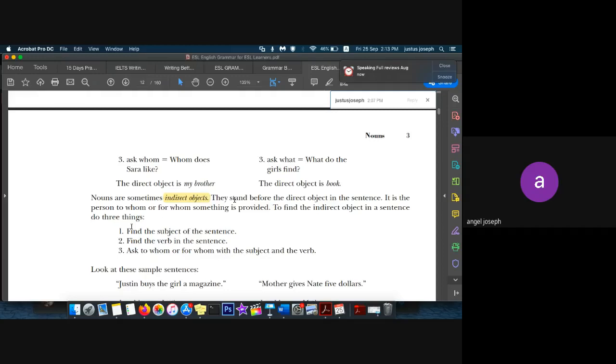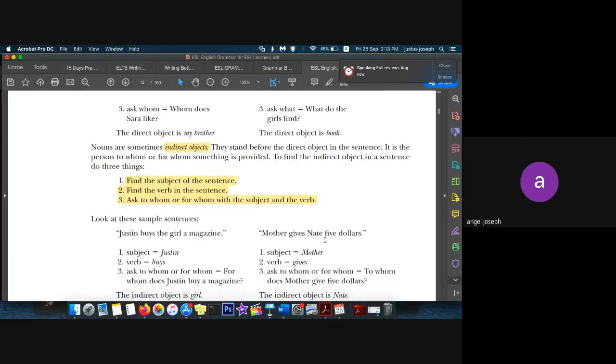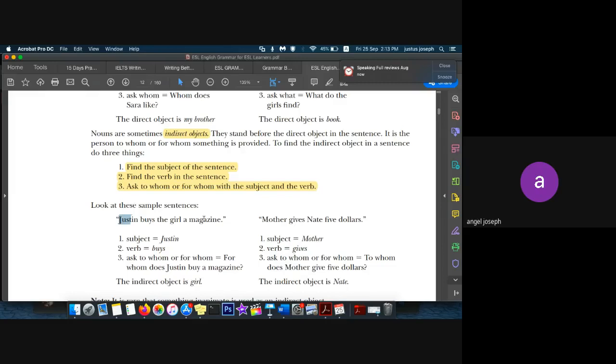Again, there are some steps to find an indirect object. But before I do that, let's look at these examples. Justin buys the girl a magazine. Who is the subject here? Justin. What is the action he is doing? Buys. Now, who is the object here? The girl or magazine? Both of them are objects.